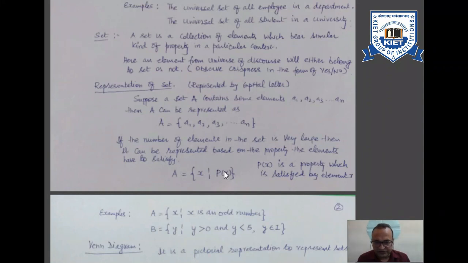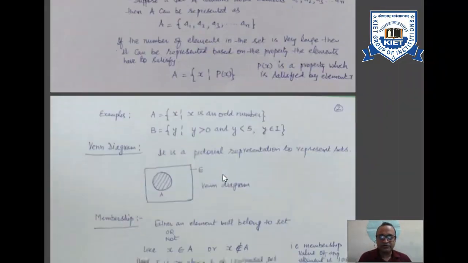So there are three things. One is the set name, which is represented by a capital letter. One is x, which is represented by a small symbol, and there is one statement, one condition, which is represented by P(x). There is one universe of discourse. So I am saying that set A will have all those elements x from the universe of discourse which will satisfy the property P(x).